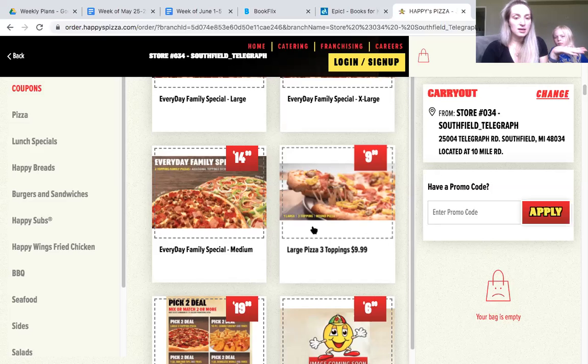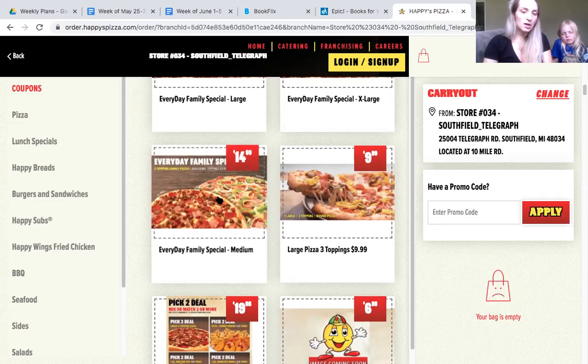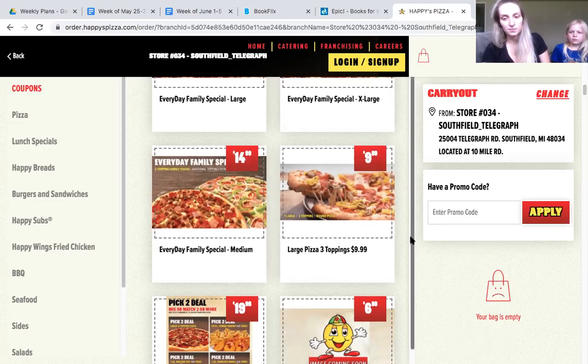Is the family special for $14.99 more? Is $14 more? Or is $9 more, the large 3-topping pizza? We know 14 is bigger than 9, so our more expensive one is $14.99, the everyday family special. So hopefully that's what you noticed too.